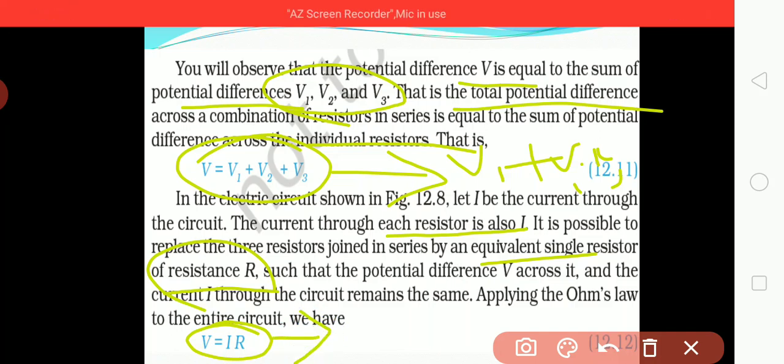In V is equal to IR, V indicates the total potential difference in the circuit, and I indicates the current flowing in the circuit. Because if the resistors are connected in series, the current flowing in each of the resistors will be equal. So I will be constant, or equal, for all the resistors, and the total resistance will be R. So our Ohm's law for the total potential difference is V is equal to IR.